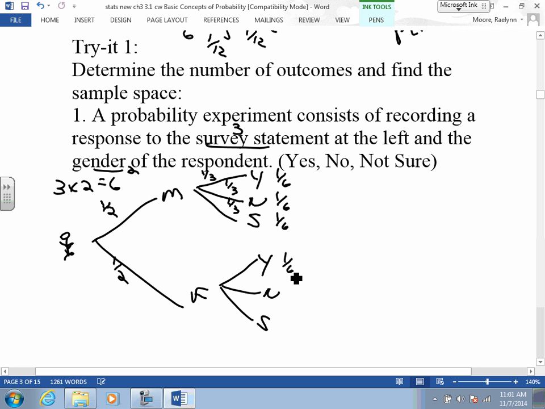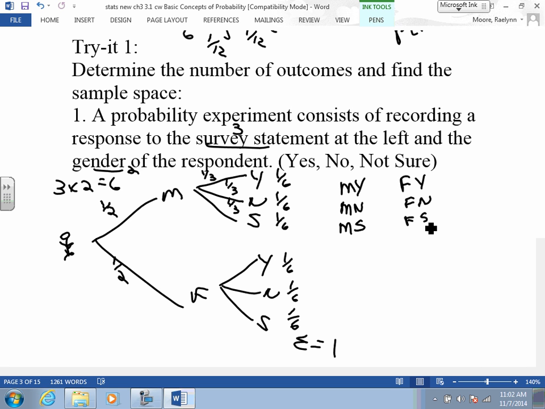And how many do I have? So what should this total add up to? 1. Good. Total should be 1. Now, give me your sample space. So what should my sample space look like? Follow your tree limbs. M, Y, M, N, M, S. Start with the other one. F, Y, F, N, F, S. Do we have 6 in our sample space? Each one has a 1/6 chance of happening.